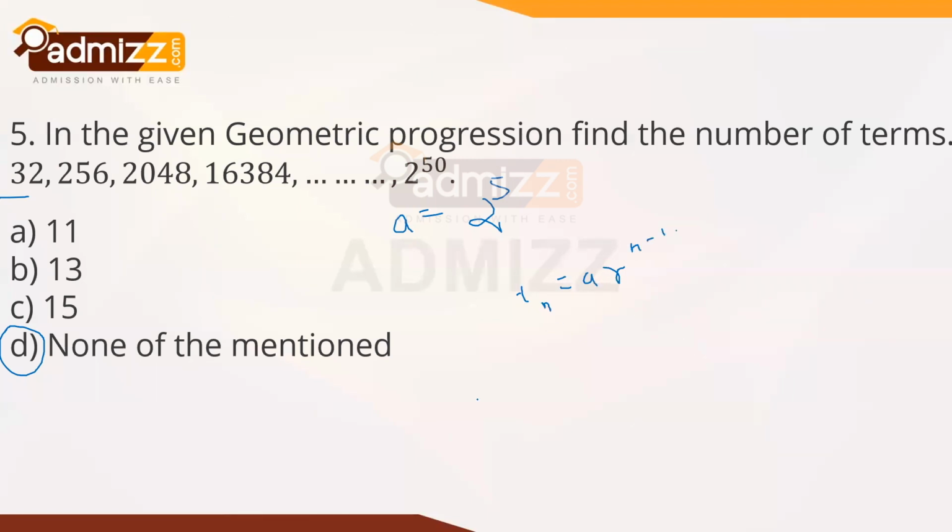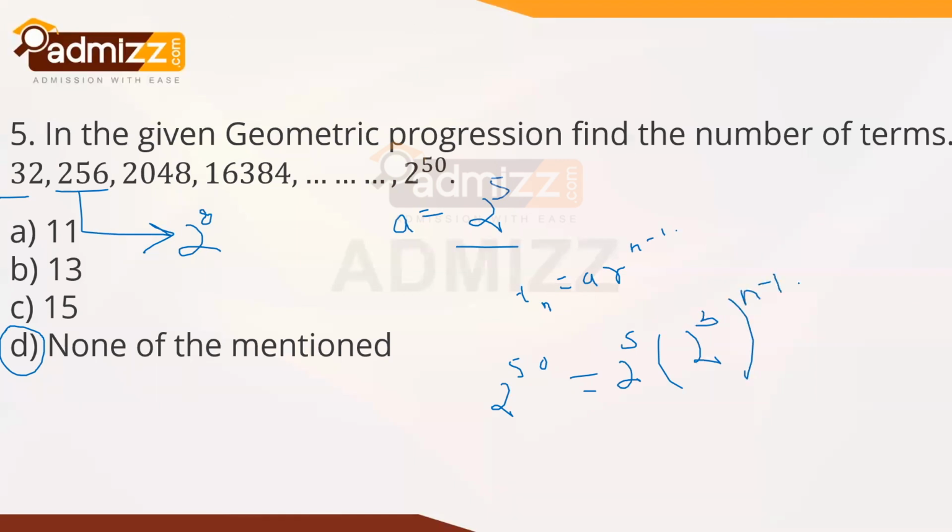We know the last term, which is 2 to the power 50. We know the first term, which is 2 to the power 5. And we know the common ratio. This 256 is 2 to the power 8, right? 256 is 2 to the power 8. And so the common ratio is 2 to the power 8 divided by 2 to the power 5, which is 2 to the power 3. And this is n minus 1.